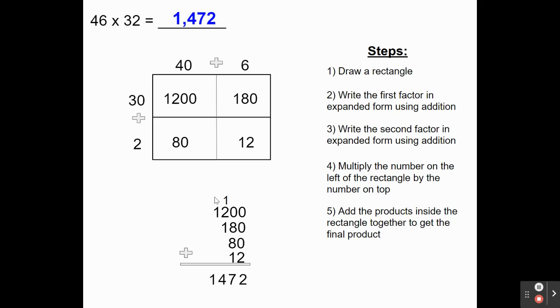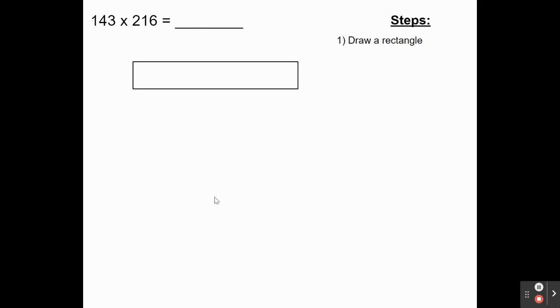Let's try another problem. Here we have 143 times 216. We're going to start by drawing a rectangle. Let's write the first factor in expanded form using addition. The first factor is 143.